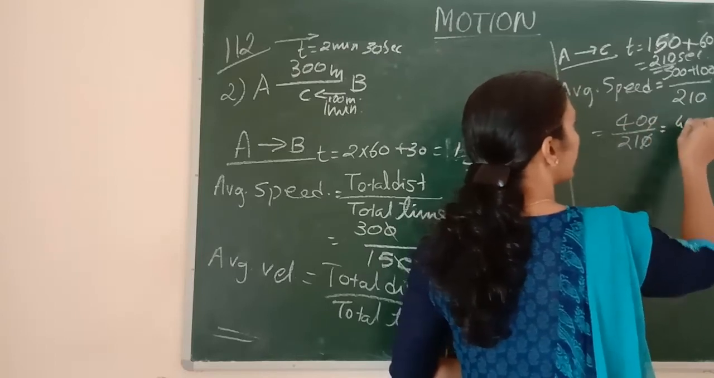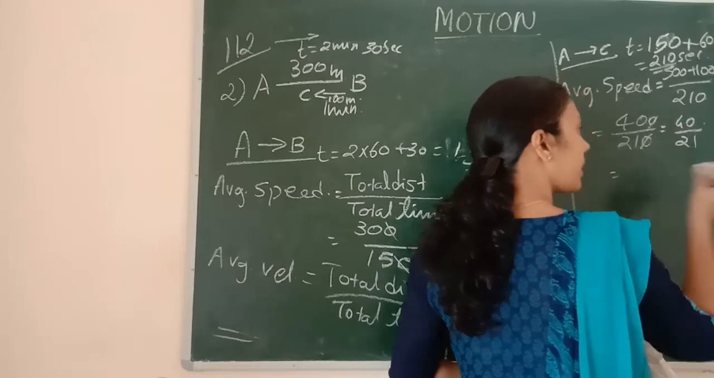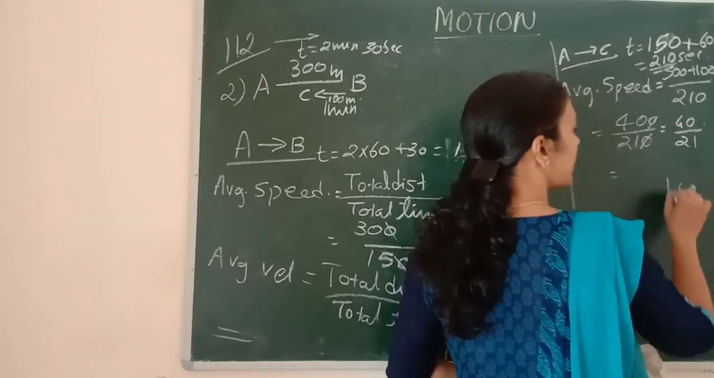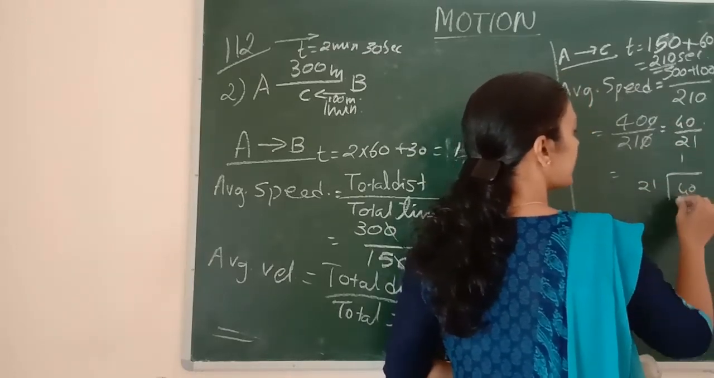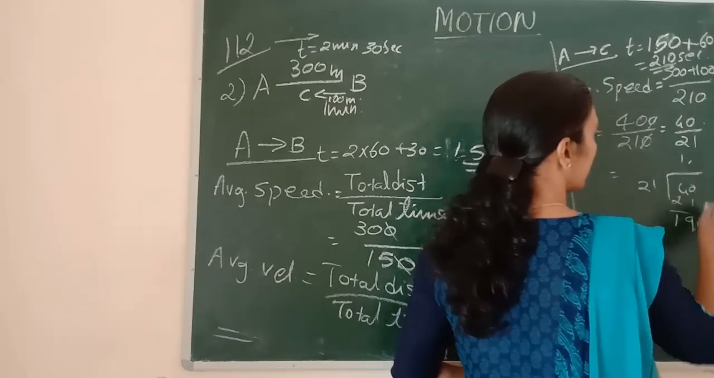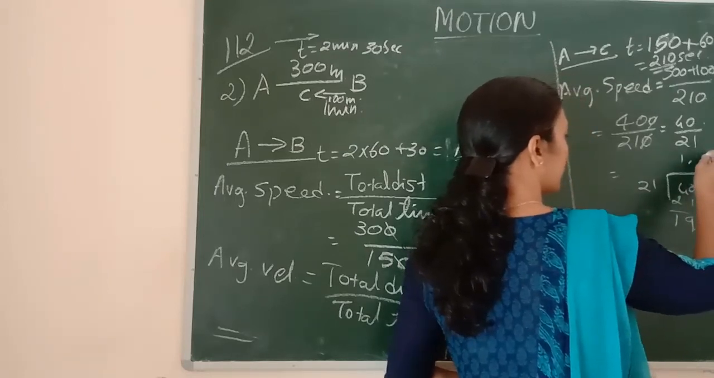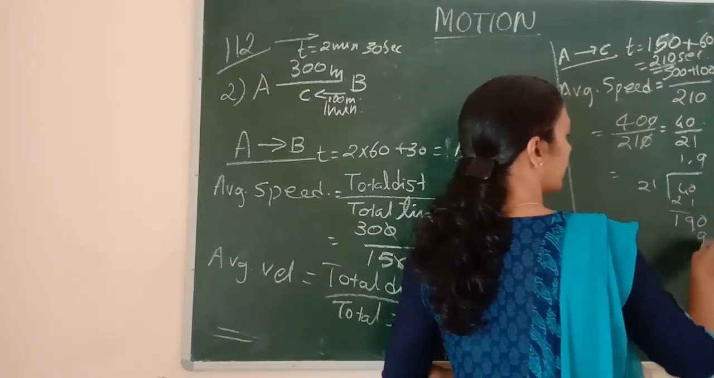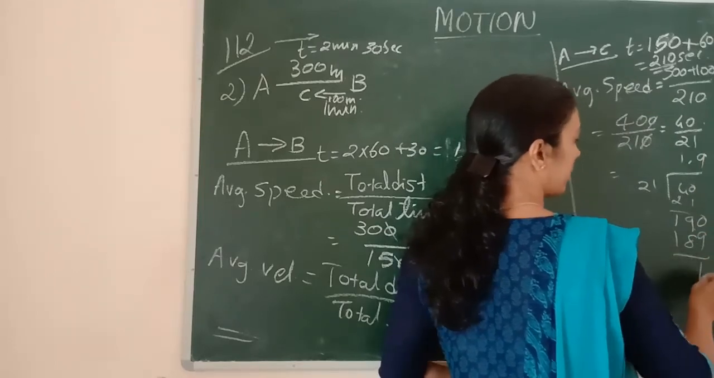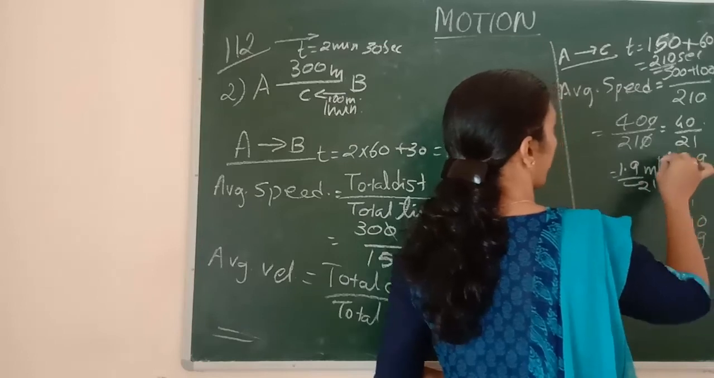So 40 divided by 21 meter per second, or you can convert it by dividing 40 by 21. You will get 1.9 meter per second.